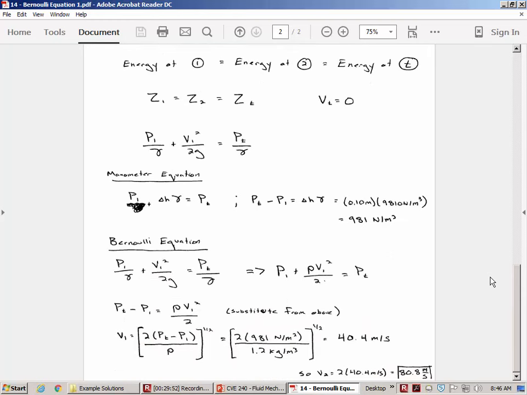So here's Bernoulli's equation from above. I've just multiplied each term here by gamma to simplify, because I'm going to have P1 versus PT over here on the left side of the equation. And then rearranging to solve for the unknown, V1 is what we're going for. Let me make that a little bit bigger.